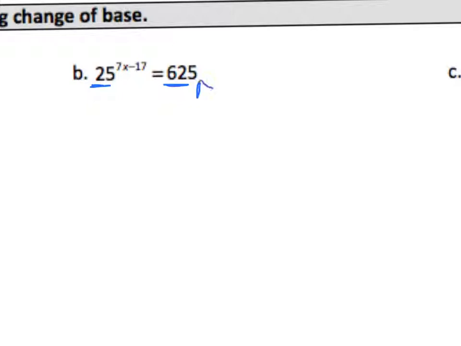625 I can rewrite as 25 times 25. So I always usually check to see if I can write one in terms of the other. And in this case, since 625 can be broken down into 25 times 25, I can write this as 25 squared.